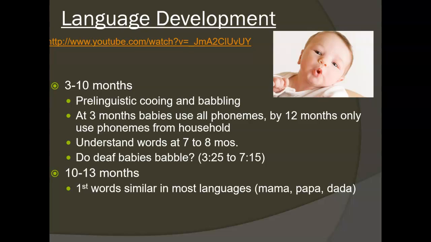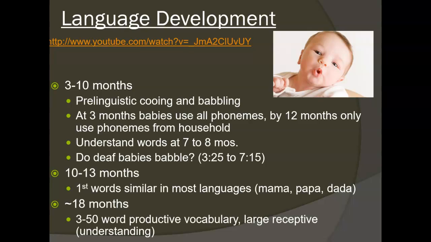Parents are often so excited to hear this, and it really is an amazing thing to start to hear your child speak. By 18 months, the average productive vocabulary, this means how many words a child can produce, is somewhere between 3 words and 50 words. Now, I can tell you from experience with my own 4 children, at 18 months, my youngest child, I think he spoke 3 or 4 words.